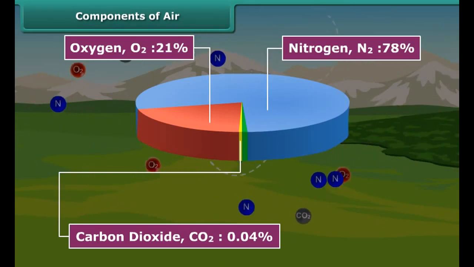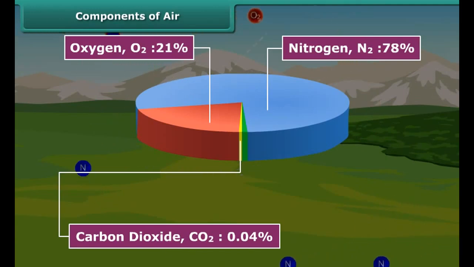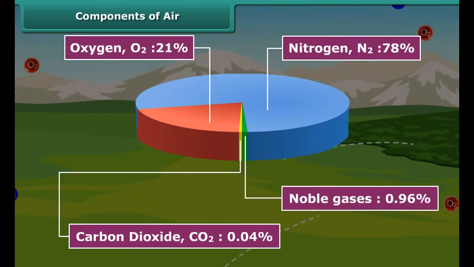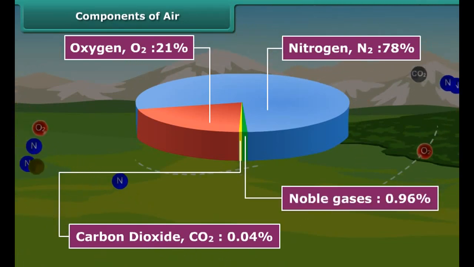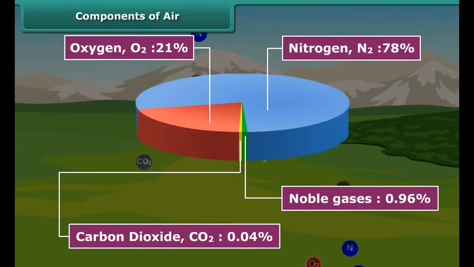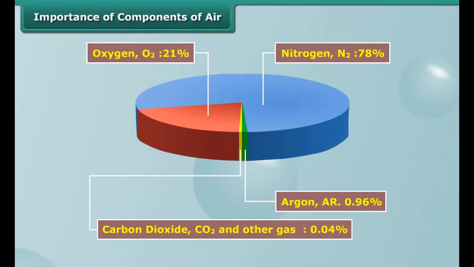Besides these three gases, air also contains water vapor, dust particles, and some other gases known as noble gases. Since the noble gases are present in negligible quantities, they are known as rare gases. Every component of air is important and has a role to play.